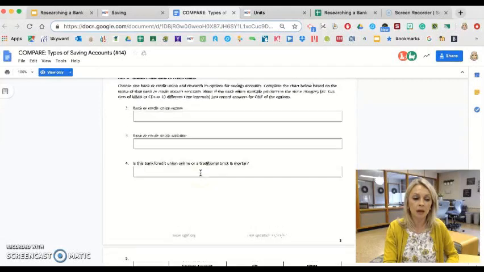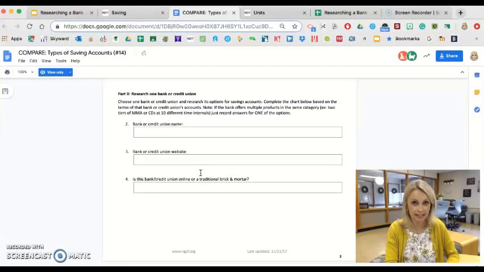So again, my suggestion would be to assign a bank instead of letting them pick, so you don't have 10 Fifth Thirds in the room and can develop some discussion if you want it to be that type of activity.